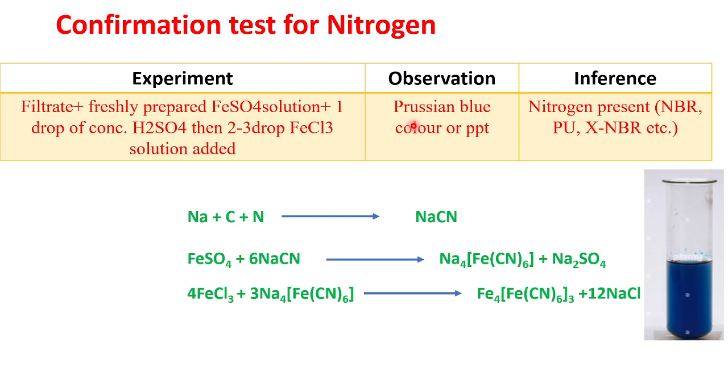The observation is the formation of a very deep Prussian blue colored precipitate, and that will confirm the presence of nitrogen. So if you have some unknown type of rubber, and you do that experiment and you observe that a Prussian blue PPT is forming, then that rubber may be either NBR or polyurethane or cross-linked NBR. So this is the particular Prussian blue type color.